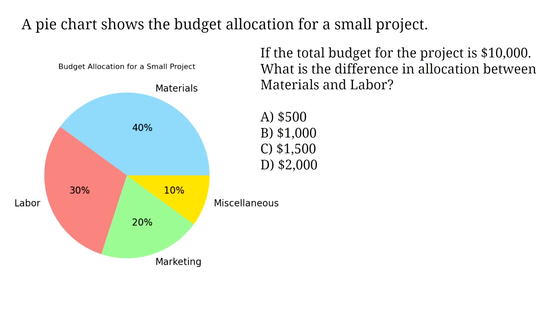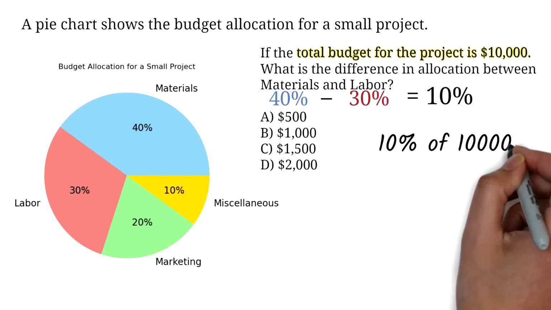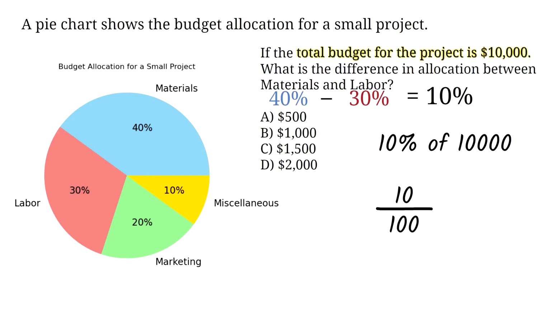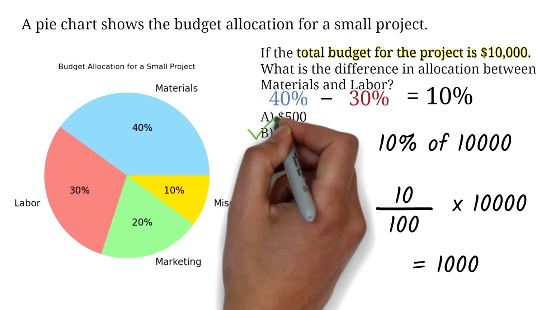I will solve it by first finding the difference in the percentages. Materials is 40% and labor is 30%. 40 minus 30 is 10. So the difference is 10%. Now, to find the amount, we do exactly the same thing we did in the previous question. The total is 10,000. We have 10% of 10,000. This is 10 over 100 times 10,000. This will give us 1,000. So the correct answer is B, 1,000.